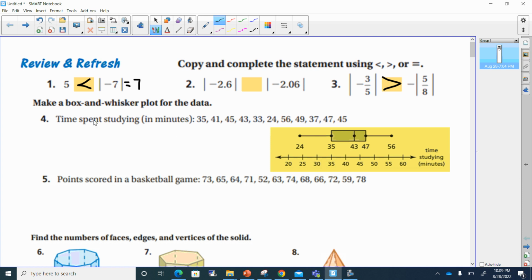So the smallest number would be 24. Next smallest number would be 33. Next smallest number would be, oh, I'm sorry, it wouldn't be 37, it would be 35. I missed 35. So let's put this to 35 and then 37.